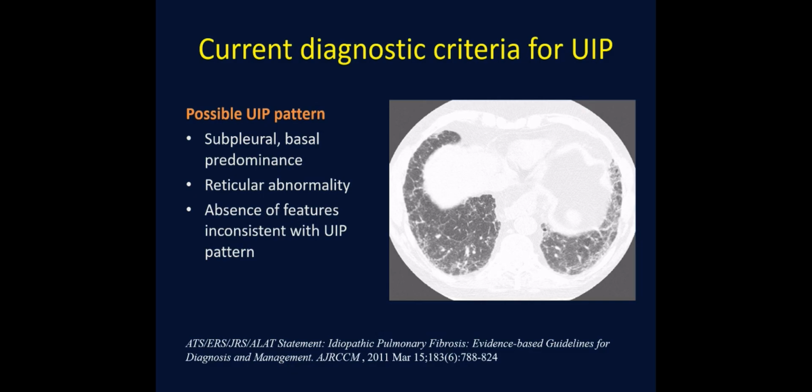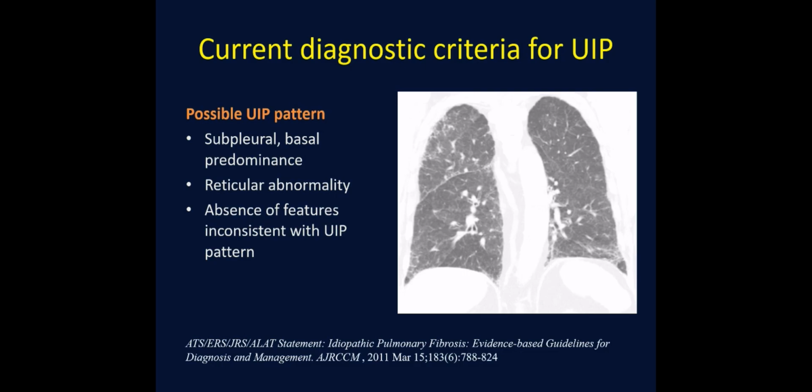Now, here are the criteria for what we call possible UIP. Like the definite UIPs, it is subpleural and basal predominant with reticular abnormality. Notably absent is the presence of honeycombing. That's the only difference between the possible UIP pattern and the UIP pattern. So honeycombing, as you will see and as we will discuss, is important for making this distinction. Again, notice the craniocaudal gradient of abnormality in this case.